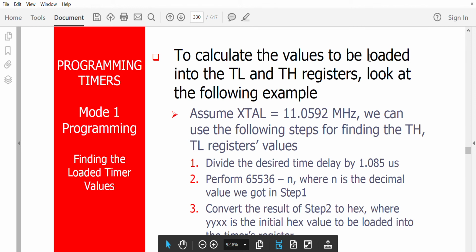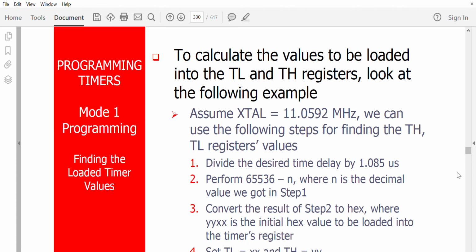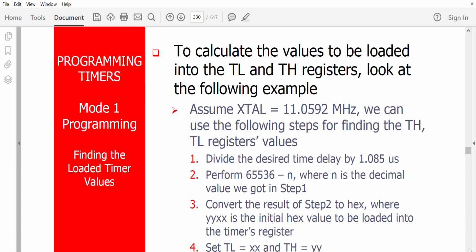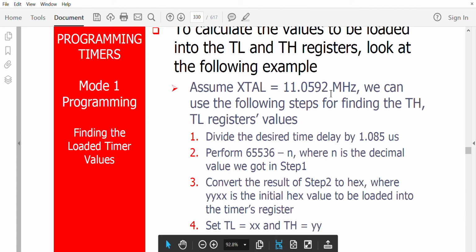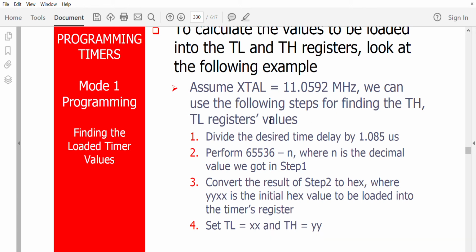Calculate the values to be loaded into the TL and TH registers. Look at the following example. The crystal frequency is given. Find the values of the TL and TH registers. The desired time delay is divided by 1.085 microsecond. So TH and TL we need to find out.